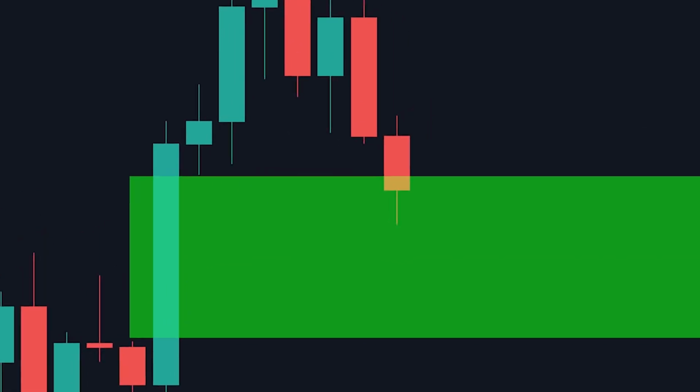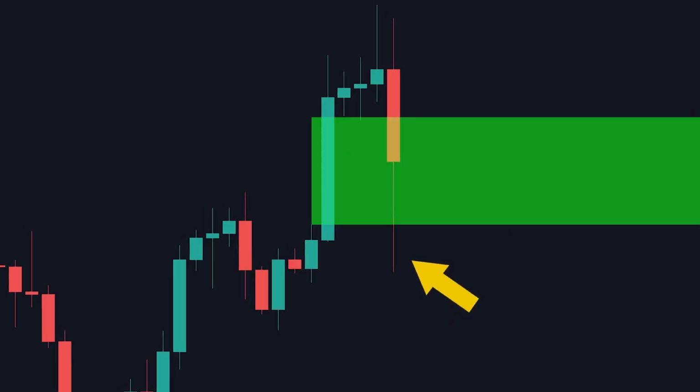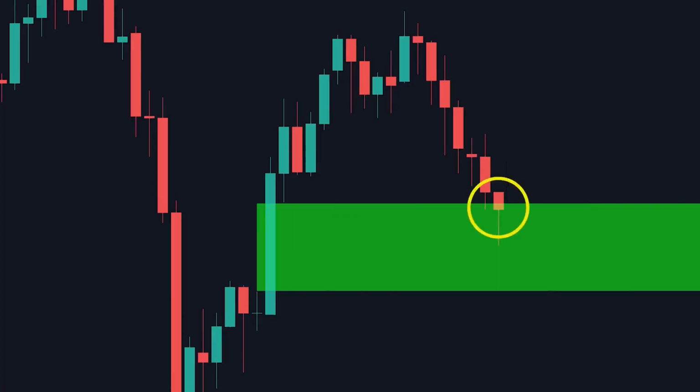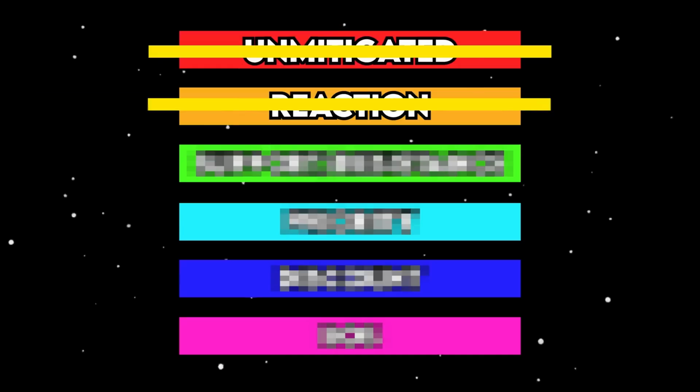Like this, where price closed inside the fair value gap. It's fine if a wick extends through the gap zone, but it must close within the gap for validity. If the candle body closes in or with gap direction, it's safe for trading entry.